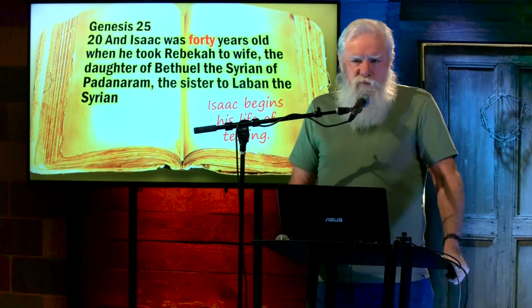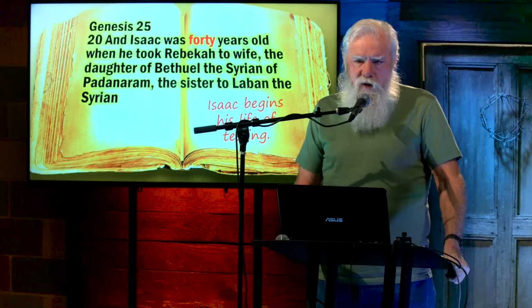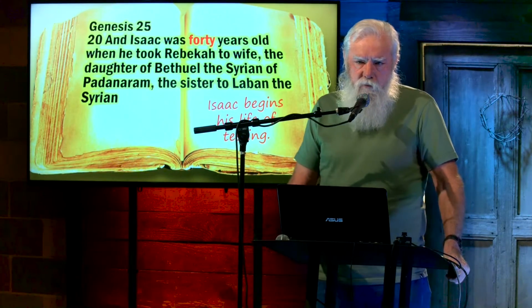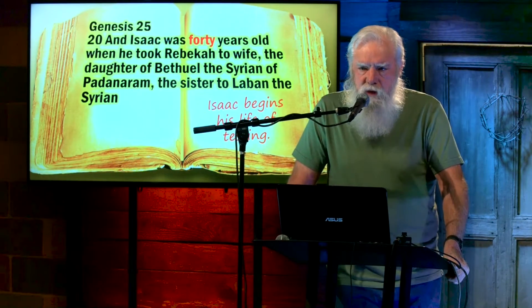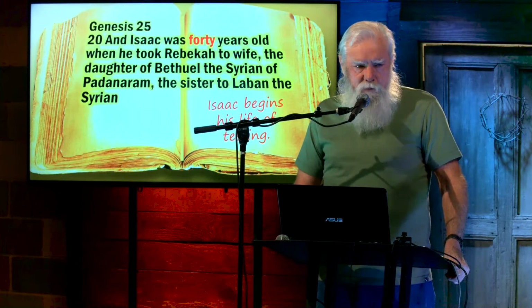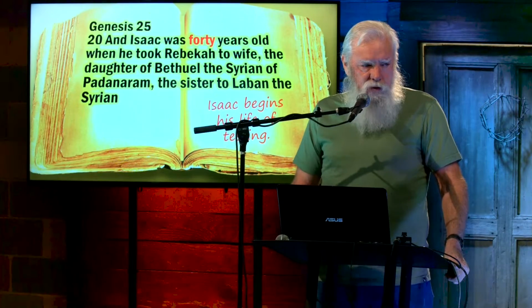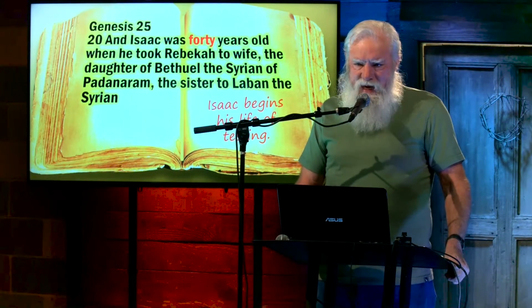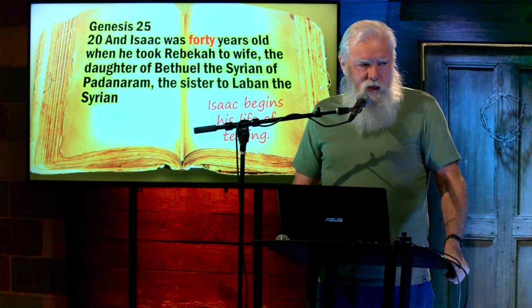And Isaac was 40 years old when he took Rebekah to wife, the daughter of Bethuel the Syrian, Padanaram, the sister of Laban the Syrian. So he begins his life. If you read the story, you notice at the point that he took her is the point at which God begins to work with him and test him. And he goes through lots of testing.